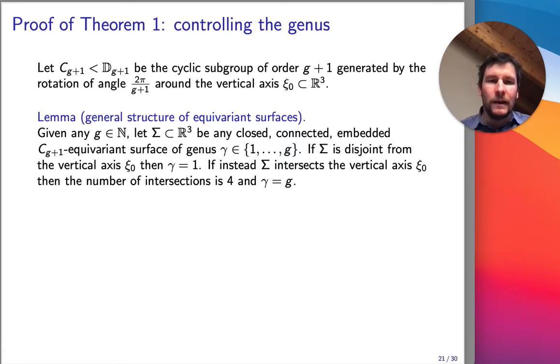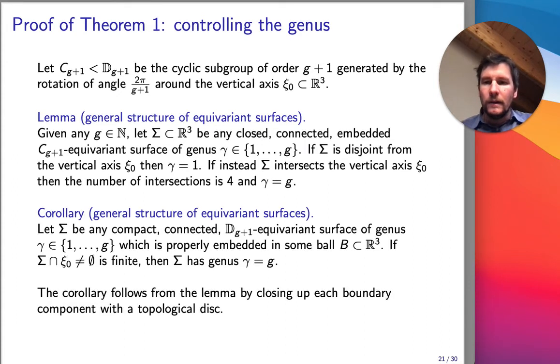Otherwise, if it does intersect the vertical axis, then the number of these intersections is 4 and the genus is g. Okay? And the other example is actually again Angenent's torus, but this time you put it vertically so that it's sort of spiked up on this vertical axis, and it has 4 intersections, and that's another option of doing it. Okay?